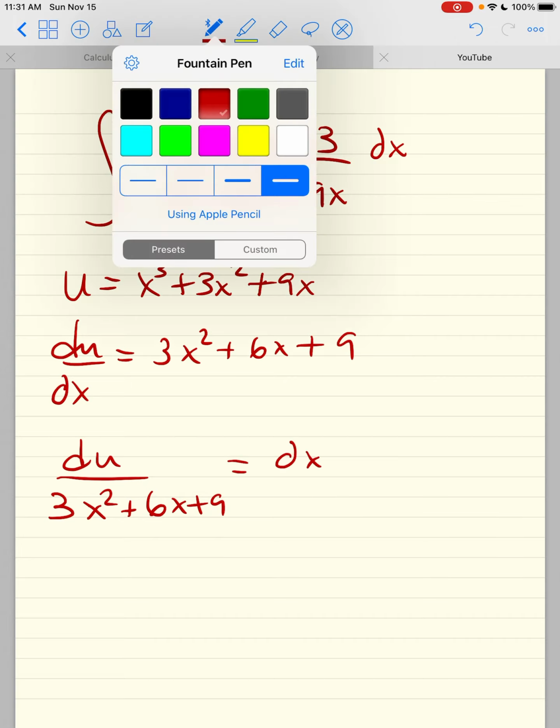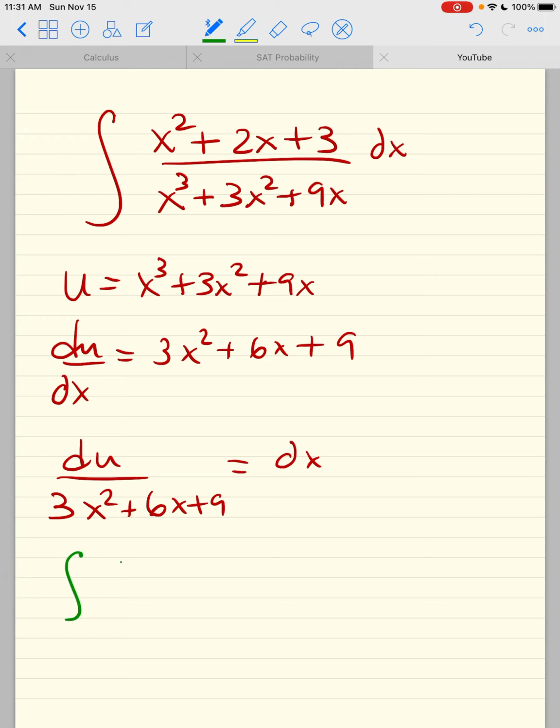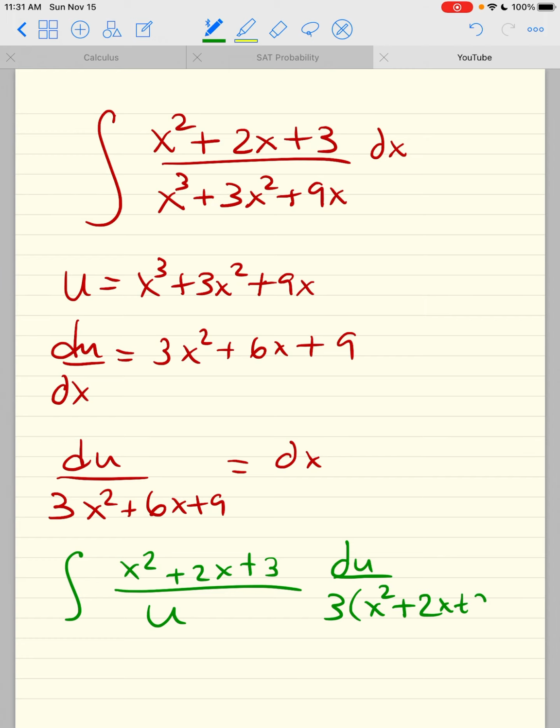Once that happens, what you're going to notice is that x squared plus 2x plus 3 over u over du over, I'm going to factor out the bottom so I can have the numerator. Okay, you cannot integrate x's and u's. So that cancels out with this, and you're left with 1/3 1 over u du.